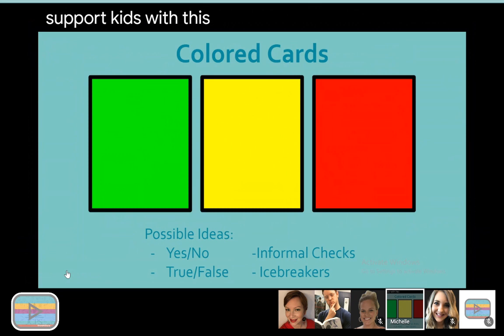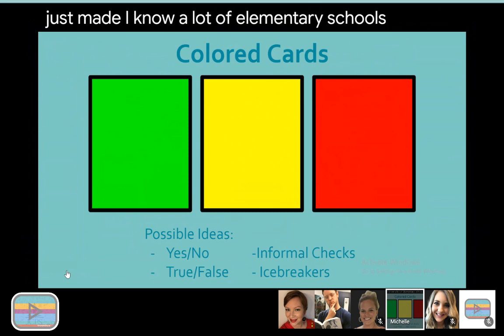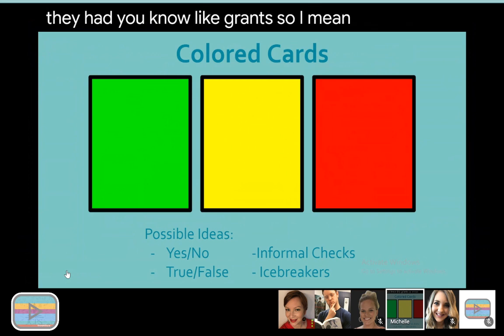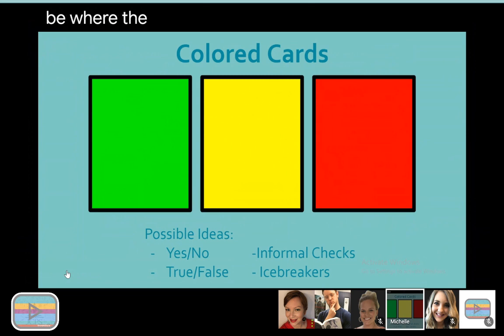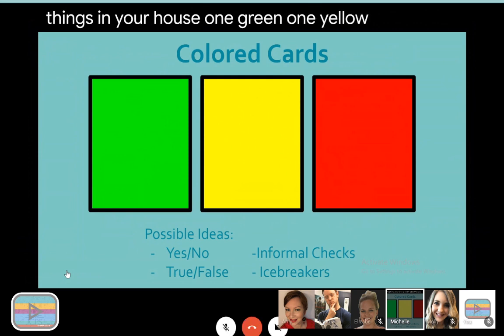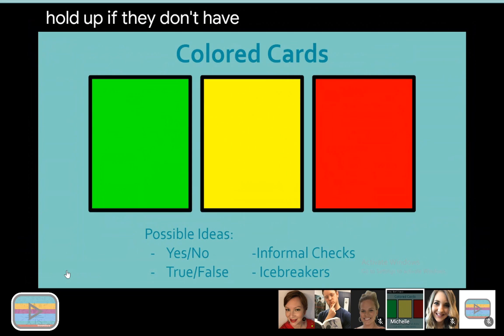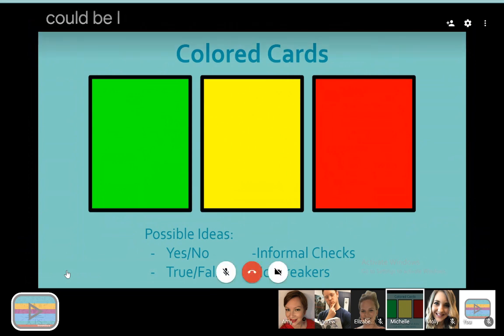Well, like the suggestion you just made, I know a lot of elementary schools were sending home supplies with kids to make sure that they had crayons. So it could even be where the teacher says, I want you to go find 3 things in your house, 1 green, 1 yellow, 1 red. And then that could be something that they use to hold up if they don't have an actual card. It could be items. And that's a good way for the littles, so you can check in that they know their colors. Love it.